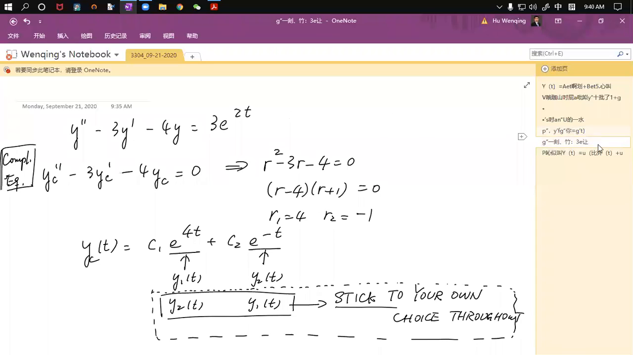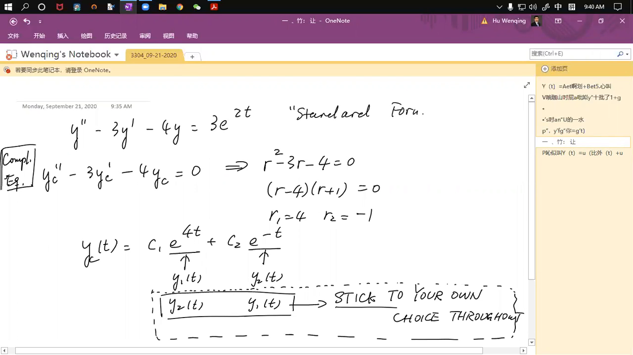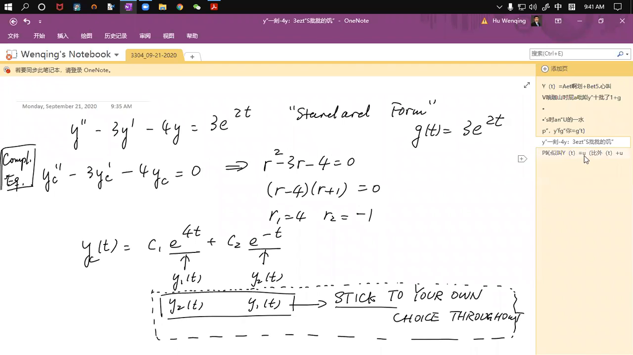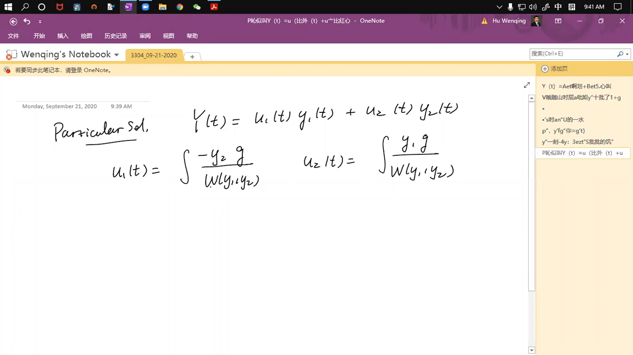Before you use the g, you have to first make sure that the equation is in standard form. That's very important. So the g of t is just 3 times e to the 2t, because the equation is already in standard form. If it's not in standard form, you have to divide both sides by the coefficient in front of the highest derivative to make it standard. Here, there's no problem. So that's your g.